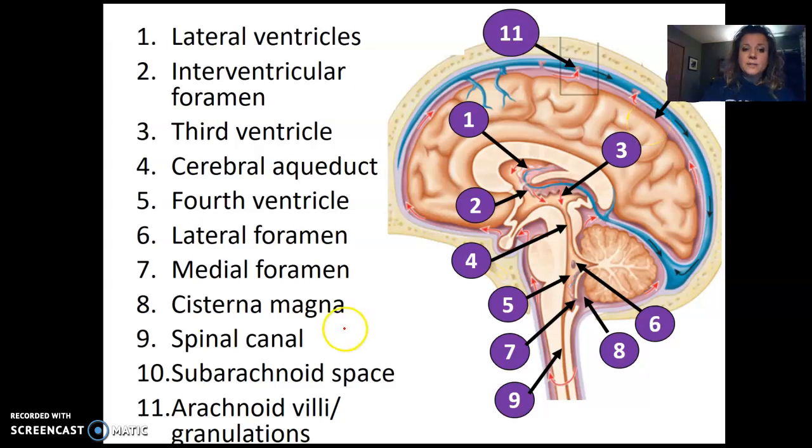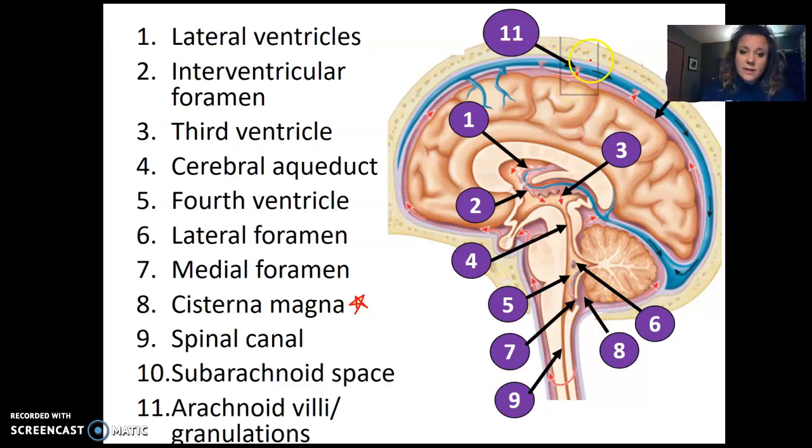Oh, but I digress. Number 8 is a little portion that is called the cisterna magna. This is at the very base of the cerebellum, just outside of the medial foramen slash aperture. And this is just another space. And of course, just like everything in anatomy, everything has a name. This is called the cisterna magna. Number 10 I mentioned. And then number 11 is here.